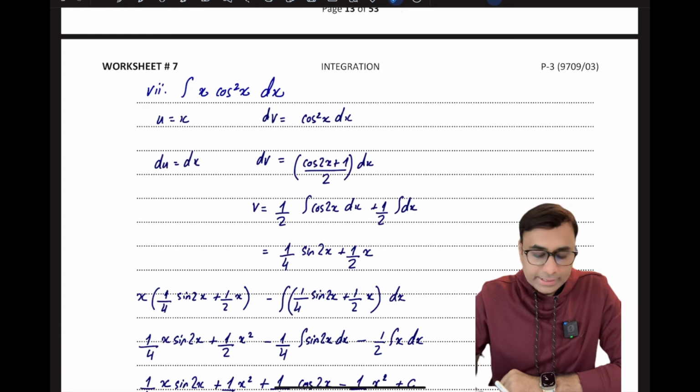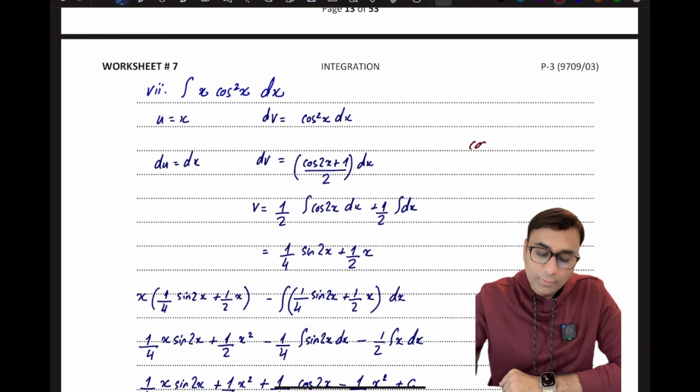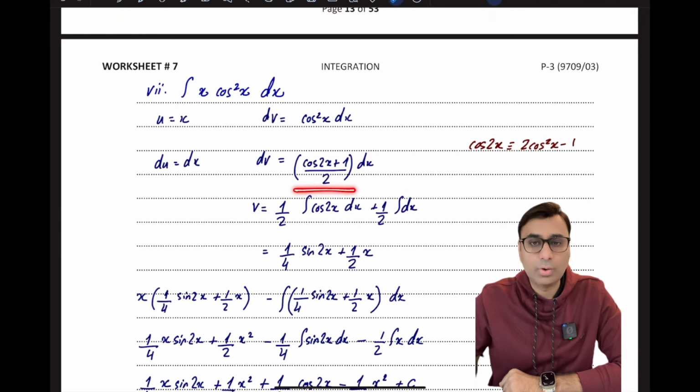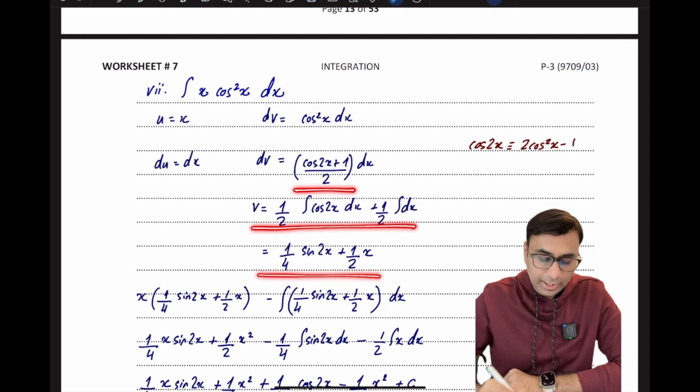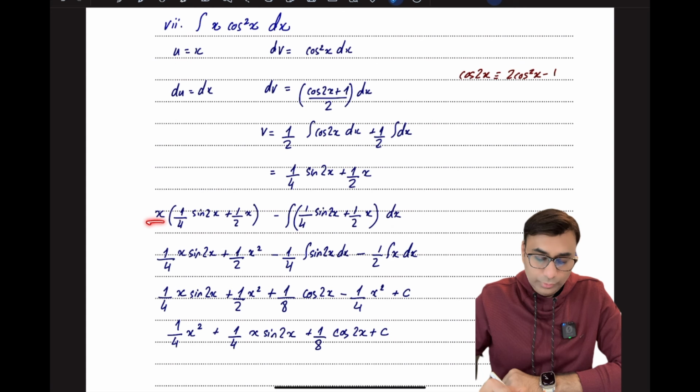Let's have a look at another example of algebraic and trigonometric function. u is x, dv is cos square x dx. I have to recall again that cos square x is a function that I cannot integrate directly. I'm going to have to apply the double angle formula. So I know that cos 2x is 2 cos square x minus 1. I can rearrange it to get cos square x as (cos 2x plus 1) divided by 2. And then I will integrate it. I will get myself v. I've already gotten myself du, and then I can use the formula. So this is going to be u into v minus whole integral of v du.